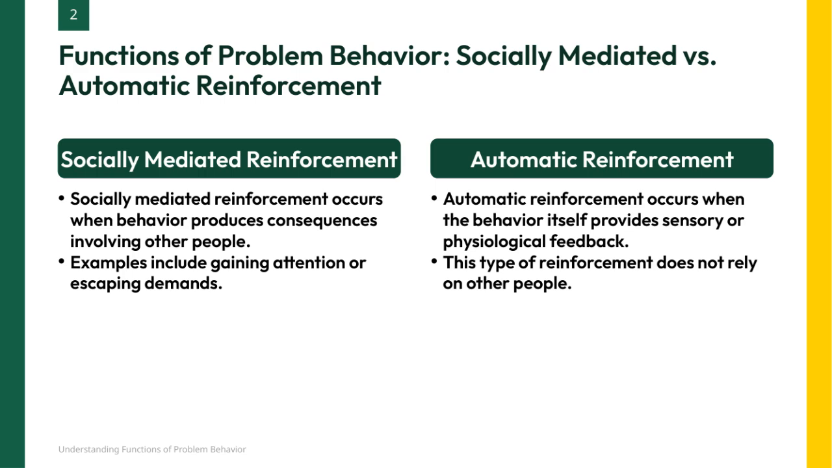On the other hand, automatic reinforcement is different because the behavior itself provides some kind of sensory or physiological reward. This means the individual doesn't need anyone else's involvement for the behavior to be maintained. The behavior produces its own feedback, like a sensation or feeling, which reinforces it internally. Understanding the distinction between these two types is crucial for effectively addressing problem behaviors.